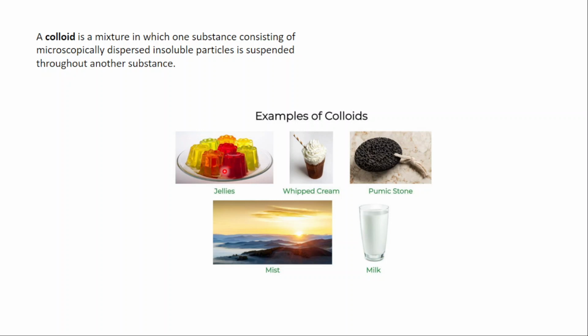So in jelly we have insoluble solid particles in a gelatin kind of mix. In whipped cream and in milk we have proteins as microscopically dispersed insoluble particles, casein protein for milk, in a suspension of water. That's how it forms a colloidal solution of milk. So these are the basic differences between a solution, which is homogeneous, a suspension, which can sediment down and physically separate the particles, and a colloid, in which insoluble particles are suspended throughout another substance. So our answer to the question, a mixture of sand in water, will be a suspension.